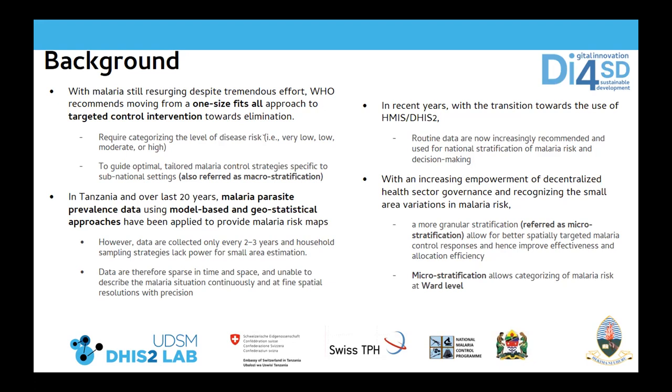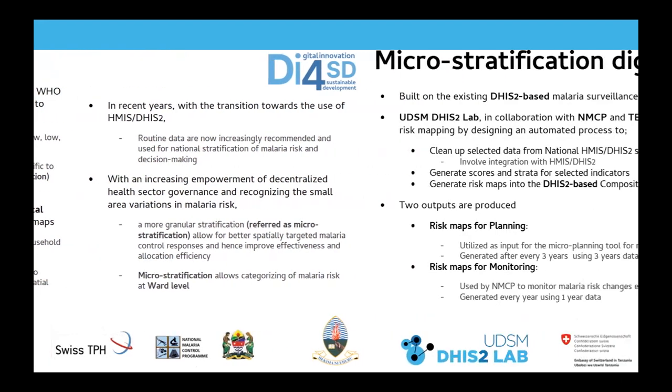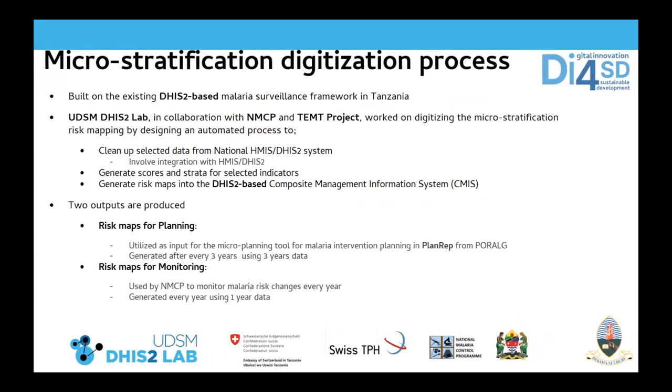But together with the increasing empowerment and decentralization of the health sector in the government, the NMCP also saw the need to go towards a granular level for stratification, and hence we come into micro stratification, or ward stratification. So in our country, the hierarchy is from the country, region, district, ward, and then villages and facilities. So NMCP sought to go into ward stratification. Now, how can this stratification risk information be realized?